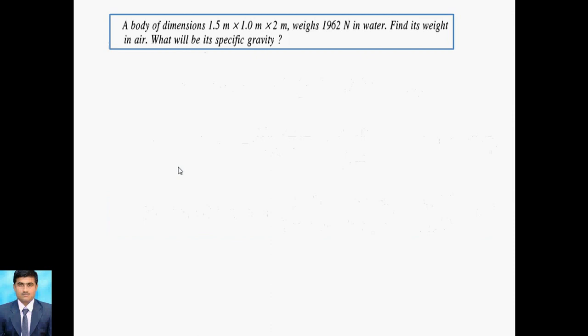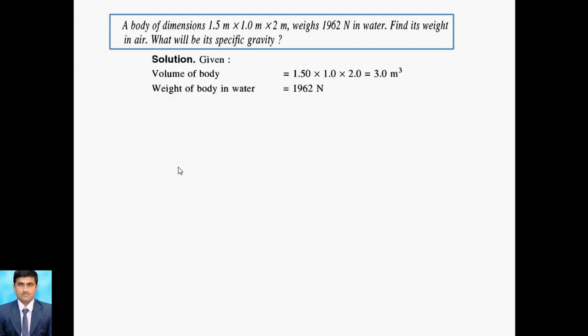Now we go for the next problem: a body of dimension 1.5 into 1 into 2 meter weighs 1962 Newton in water. Find its weight in air. So what will be the specific gravity? Same, we can go for it. The volume of the body is 1.5 into 1 into 2. Because dimensions are given, we multiply them and it gives 3 meter cube. And then the next point is the weight of 1962 Newton, which is the weight in water.